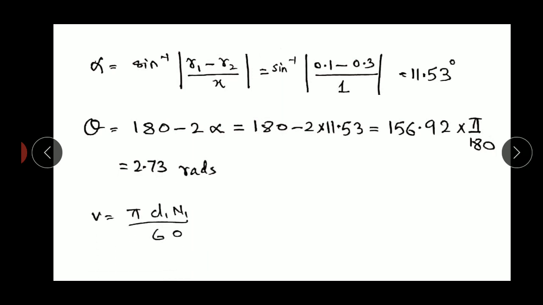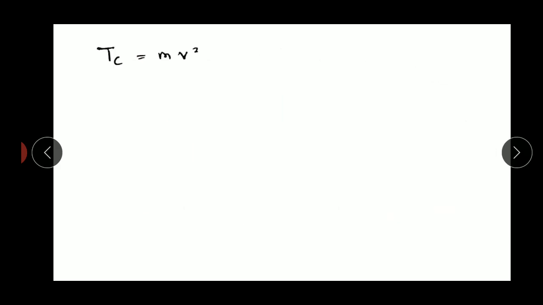Now let's find the velocity of the belt. Velocity of the belt is given as pi d1 n1 upon 60. All things are known, so put all the values. D1 is 0.2 and N1 is 1500. Put all the values and you will get the velocity of the belt as 15.71 meters per second. So we have found the velocity of the belt.